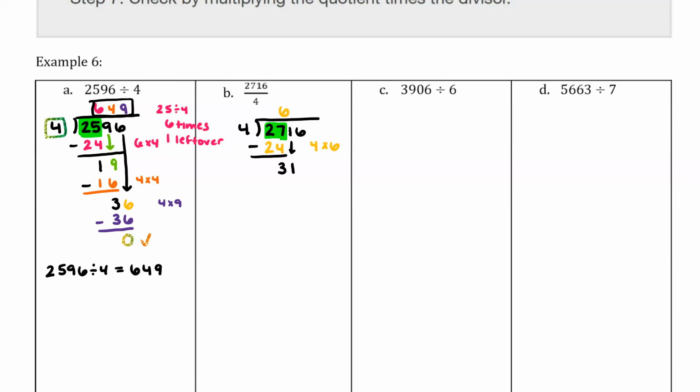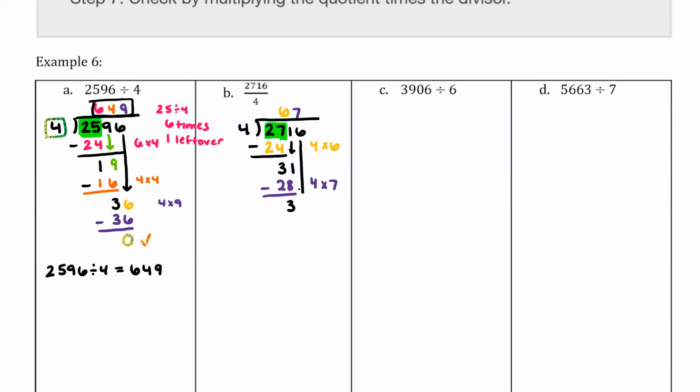What do I multiply 4 by to get close to 31? So 4 times 7 is 28. 4 times 8 is 32. That's too big. So I know I'm going to do 4 times 7. So 7 is going to go up in the answer, and 4 times 7, which is 28, is going to be subtracted. So 31 take away 28 is 3.